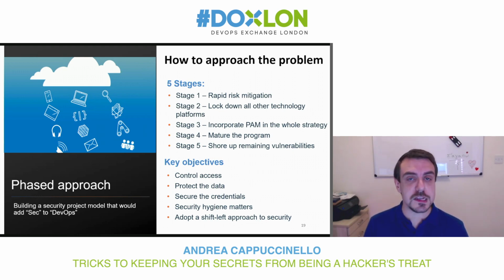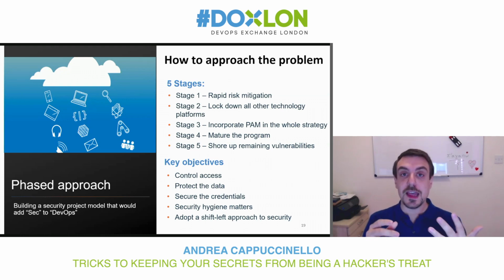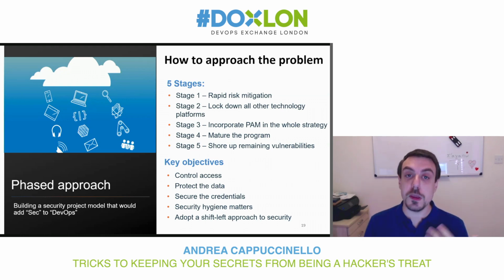So what are the key objectives? We want to control access. We want to protect the data. We want to secure the credentials. We want to have a security hygiene process that will be ongoing across the whole DevOps pipelines and controls. And obviously, most importantly of all, we want to adopt a shift-left approach to security. So we want to make sure that we include security as early as possible in the process.